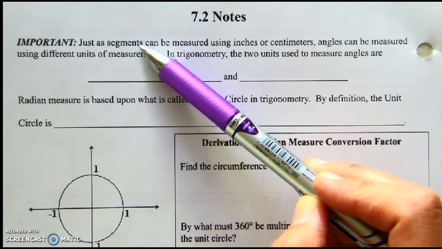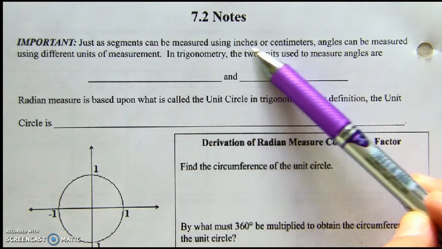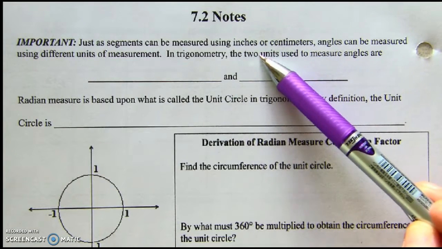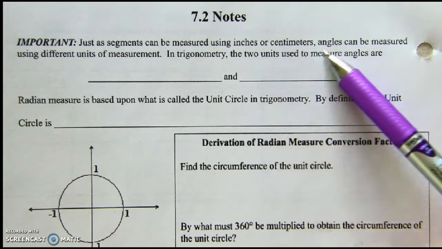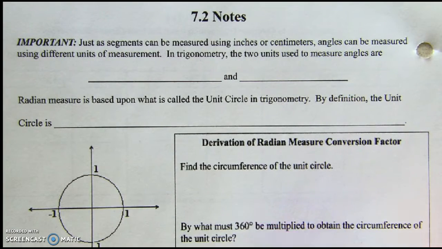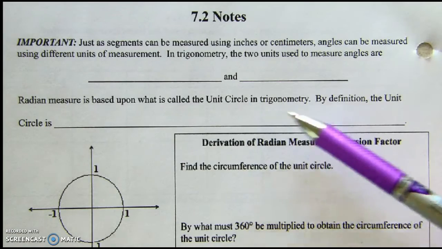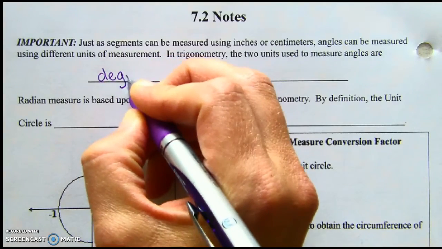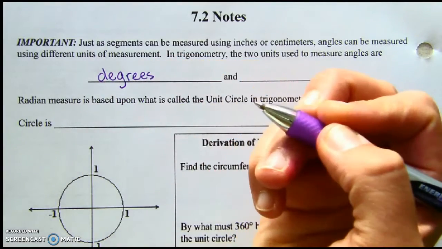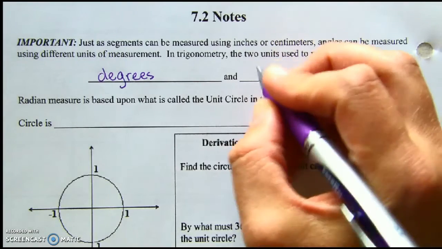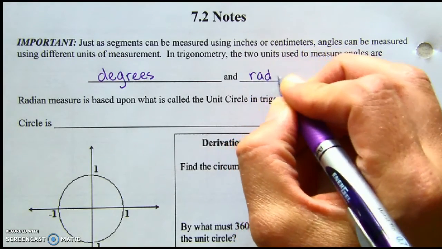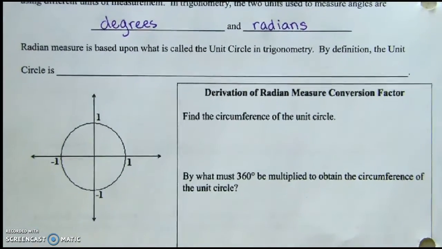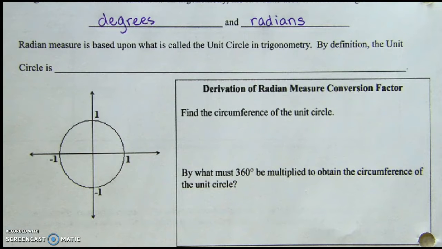Just as segments and lines can be measured using inches or centimeters, those are two different units, and you guys are well aware of unit conversion, right? Angles also have a second unit of measure. We can measure angles in degrees, which you've been doing since elementary school. You can also measure angles in radians. Say radian. Radians.